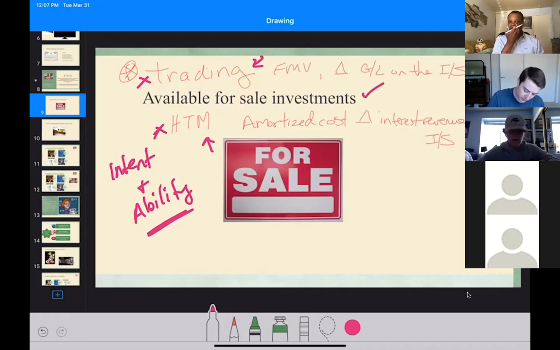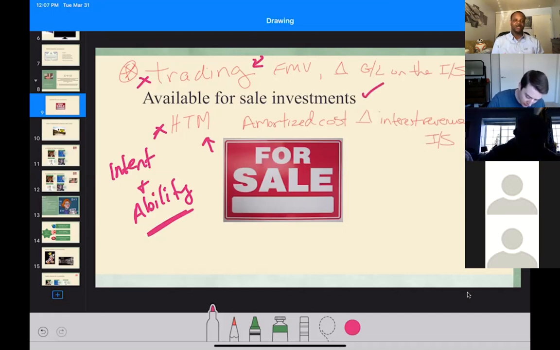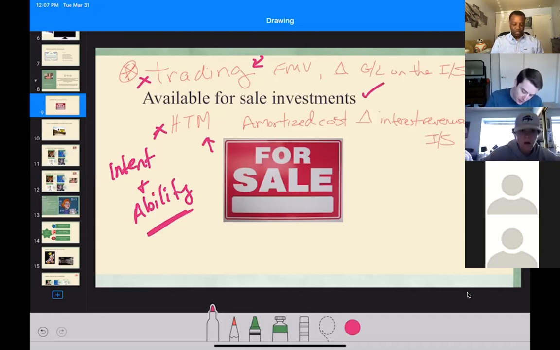Management is saying, we don't intend to hold it until it matures, or if it's an investment in a stock, we don't have the ability to hold it until it matures because stocks never mature. And we don't intend to hold it for a short period of time. So when we do that, it gets reported as an available for sale investment.